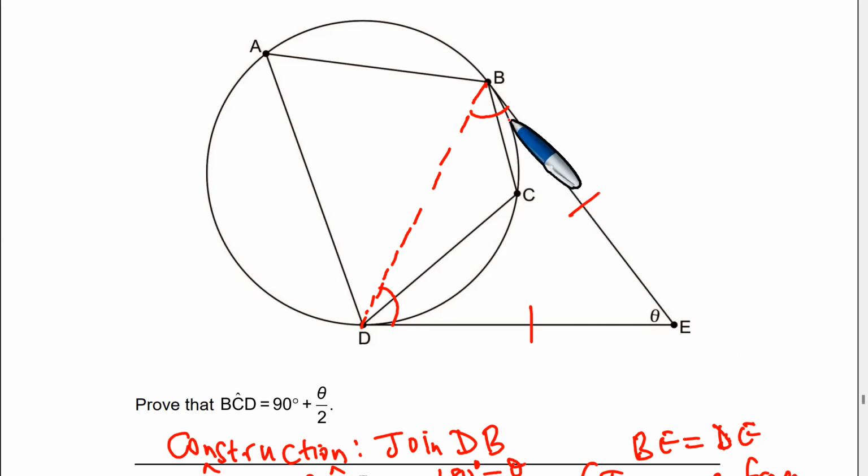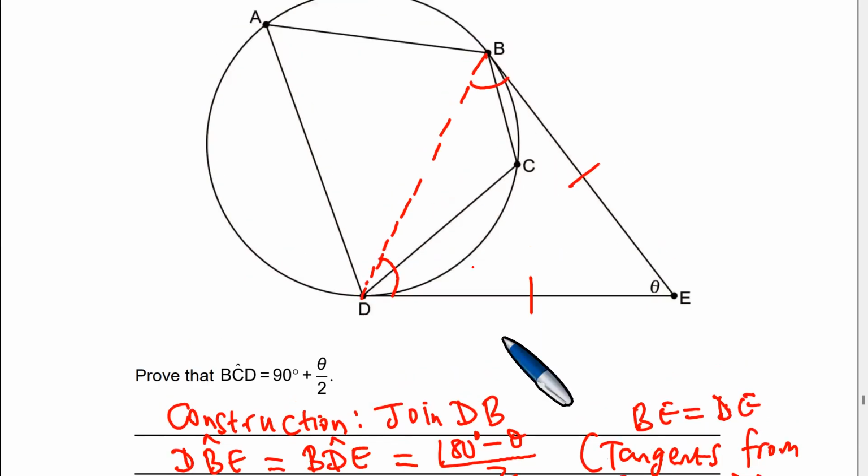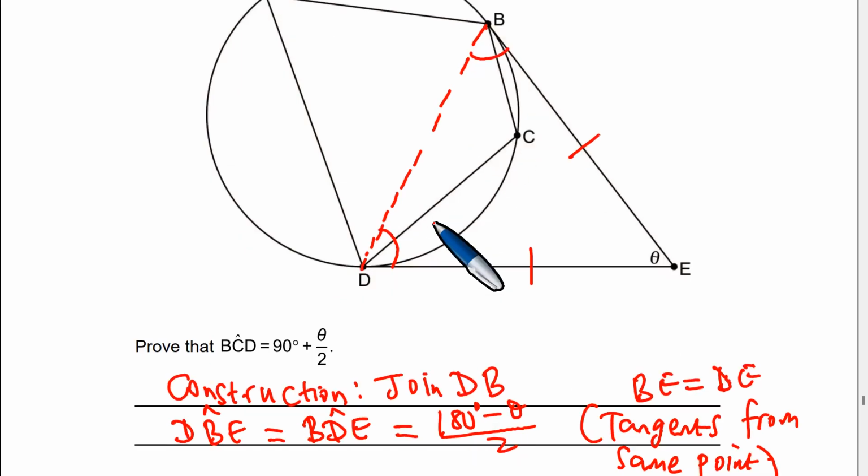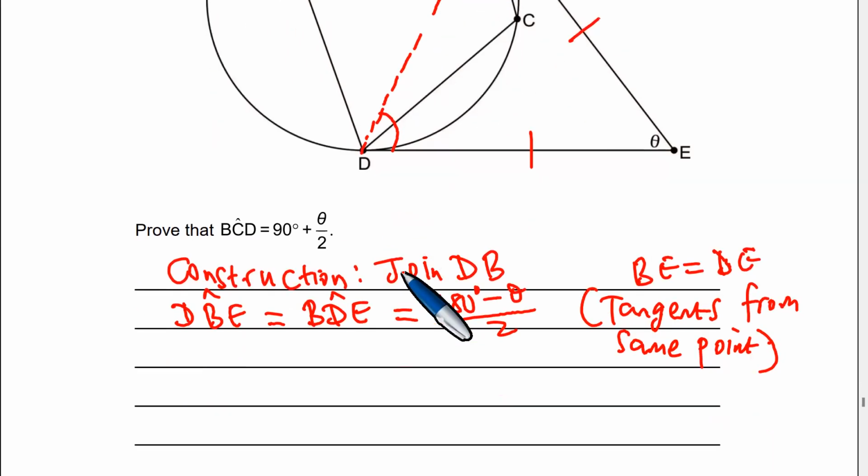Right, like I said, this angle is equal to this because these two sides are equal, tangents from the same point. And therefore, you can get each one of these angles by saying 180 degrees is the sum of the angles in the triangle. We subtract this one, divide by 2 to get this part. Then we are almost done with the proof.